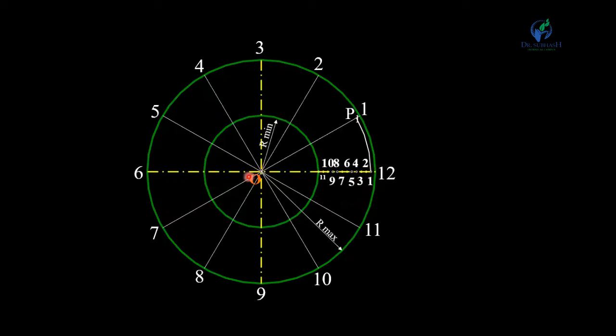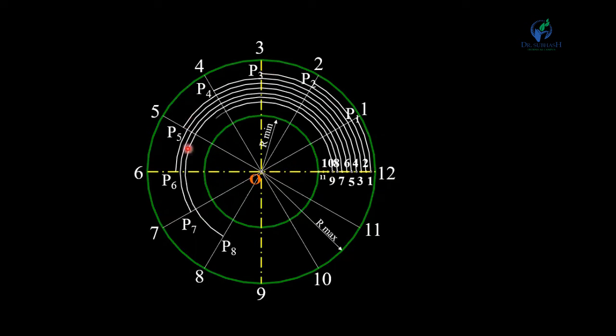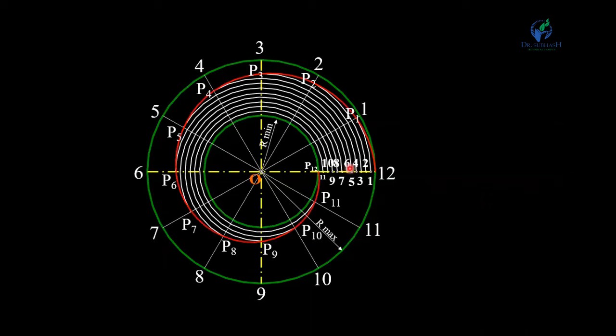Now with O as the center and radius equal to O1, draw a circle up to the line O1. This intersection point is P1. Now with O as the center and radius O2, draw a circle. You will get the point P2. Similarly, get the other points P3, P4, P5, P6, P7, P8, P9, P10, P11, and finally P12. Join all these points from P0 to P12 by a smooth curve. This curve is known as a spiral.